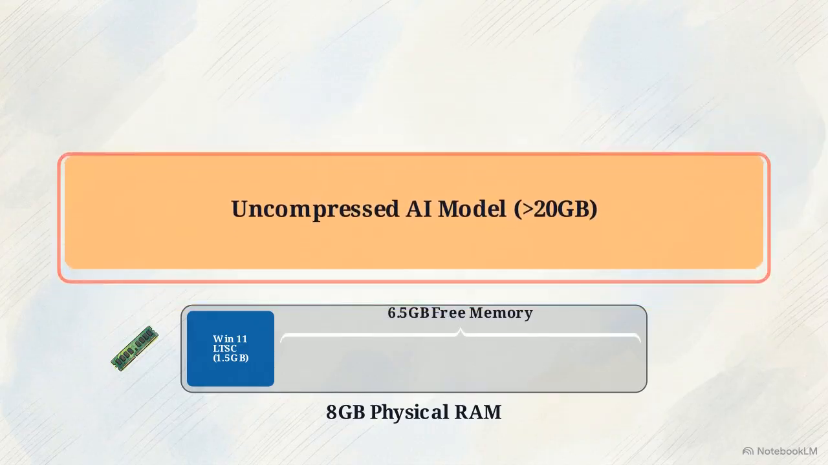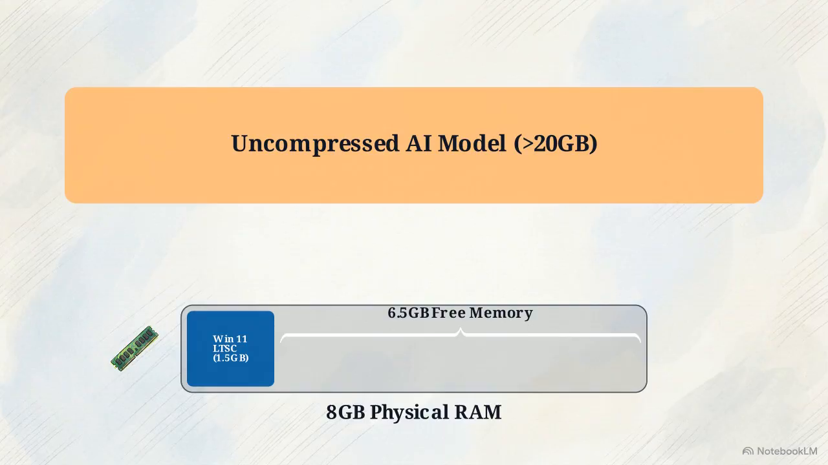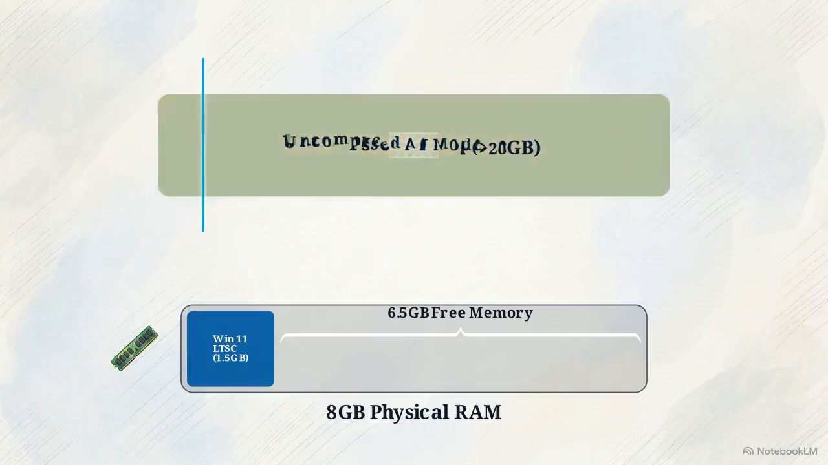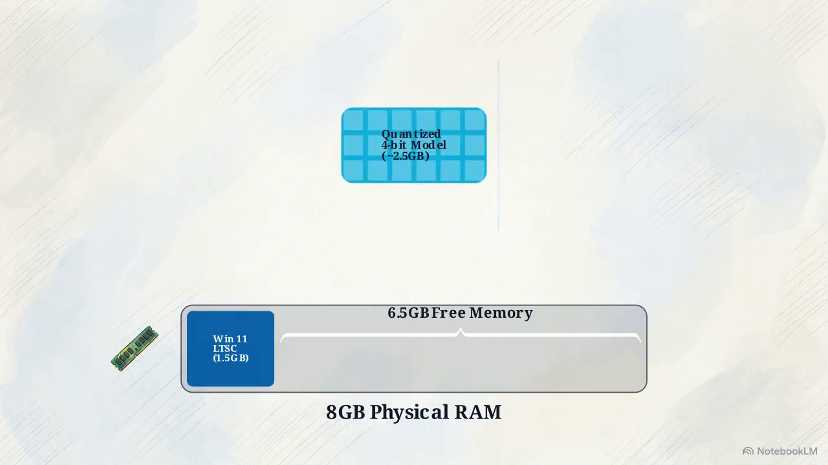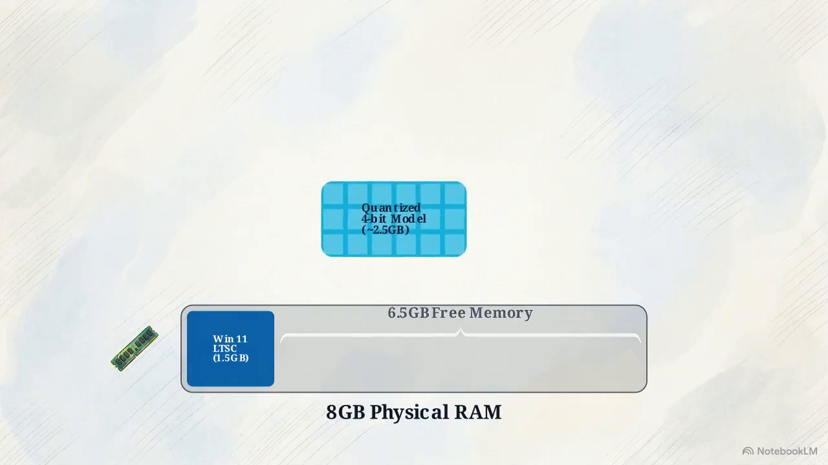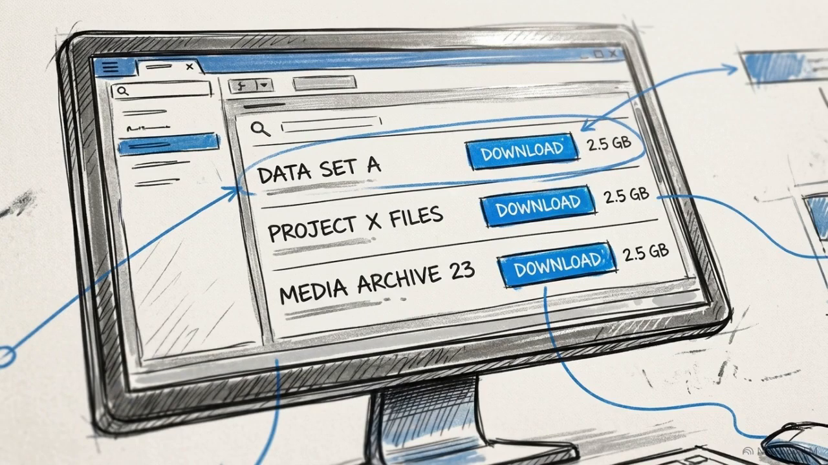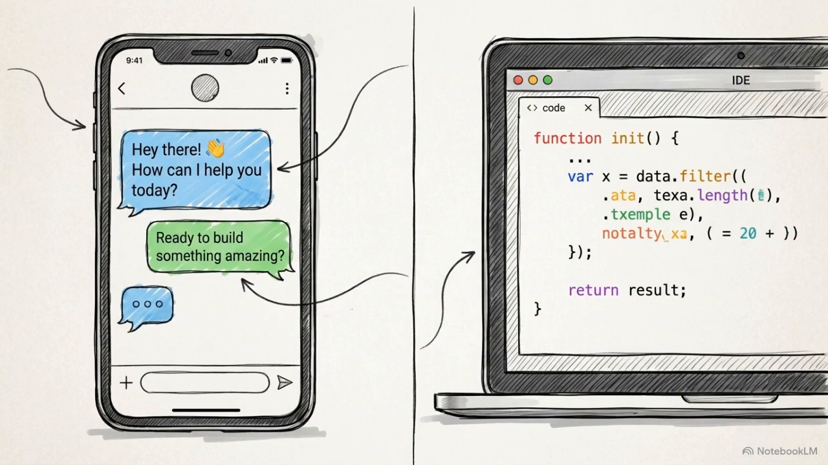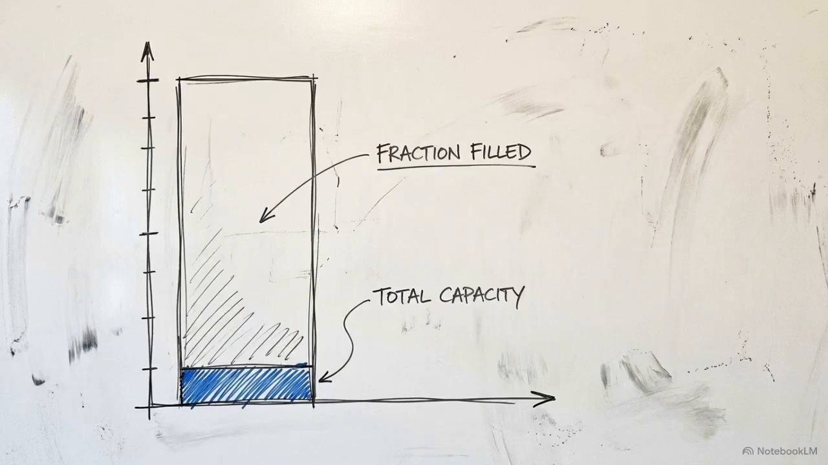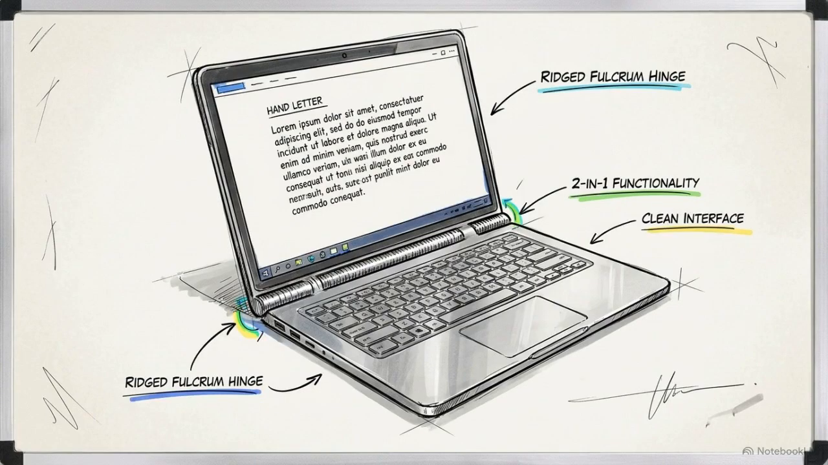Still, standard uncompressed AI models require tens of gigabytes. We solve this with quantization, compressing the model's weights into tiny 4-bit integers to fit perfectly within our 8 gigabyte limit. This makes it possible to run small language models with fewer than 3 billion parameters. Models like Gemma 3.4b for general chat or Microsoft's Phi 4 Mini for logic can operate within a footprint as small as 2.5 gigabytes. By combining a minimalist operating system with compressed model architectures, the memory bottleneck is successfully managed.